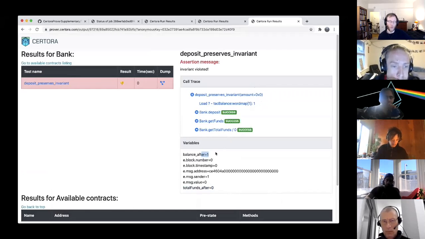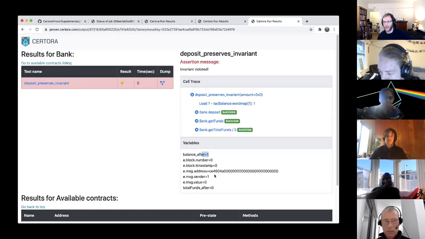but balance after is 1. Now, if balance after is 1 and we deposited 0, then the balance before, which we didn't actually get, must also have been 1, because deposit didn't change anything. Deposited 0, so nothing changed. We haven't actually changed the state of the contract.